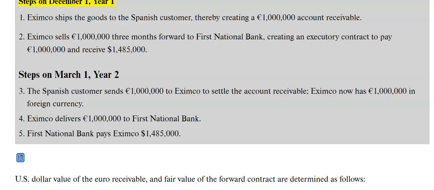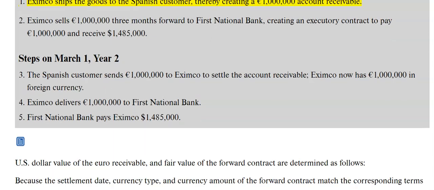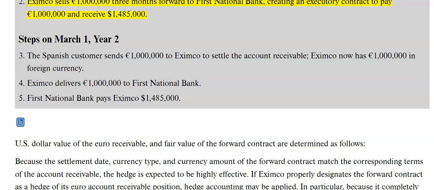Steps on December 1, year 1. X & Co ships the goods to the Spanish customer, thereby creating a 1 million euros account receivable. X & Co sells 1 million euros 3 months forward to First National Bank, creating an executory contract to pay 1 million euros and receive $1,485,000.